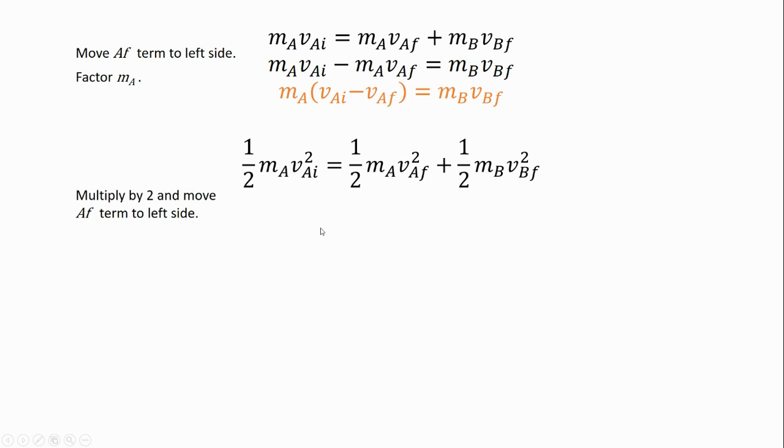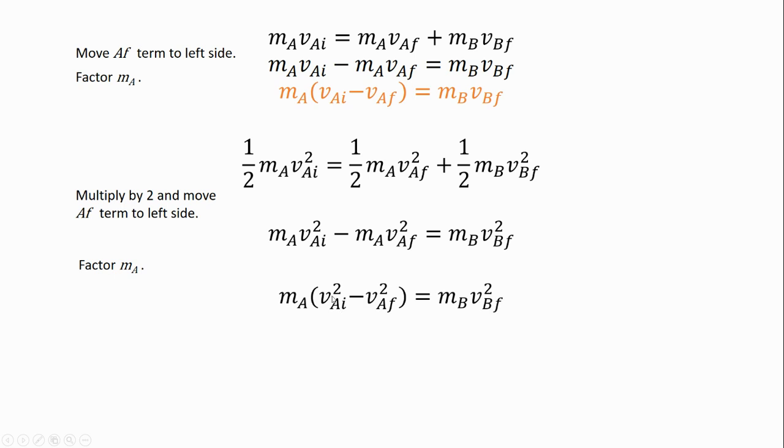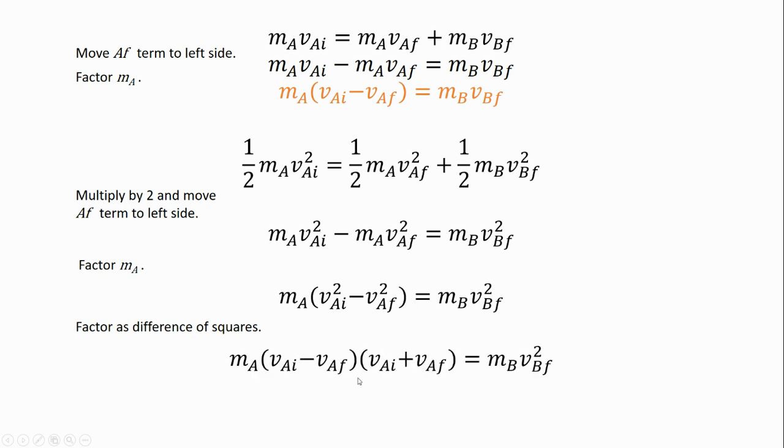So we're going to use that equation, and then on the kinetic energy equation, we'll multiply through by 2 to get rid of the halves, and then move the VA final term over to the other side. So it looks like this. We can factor out the MA like we did before, and we get this term, which if you've done enough algebra, you realize is just the difference of squares. So we could factor that to look like this. Maybe you can see where I'm pointing now, because I have that term up here and this one here. So I could easily substitute that in.